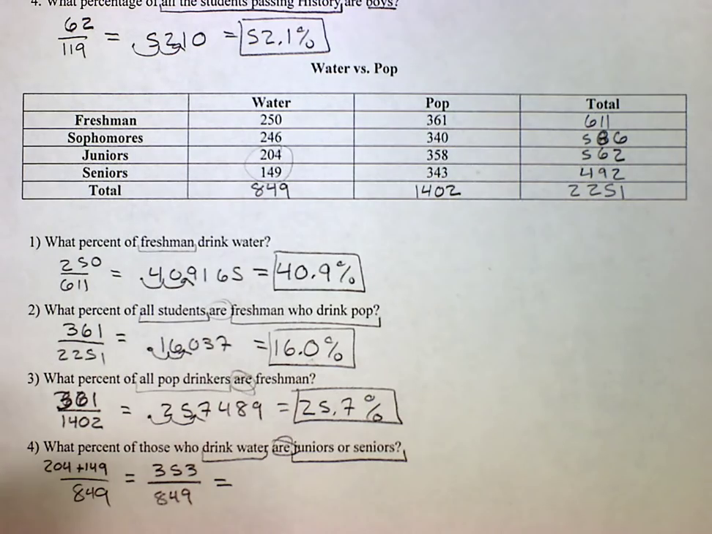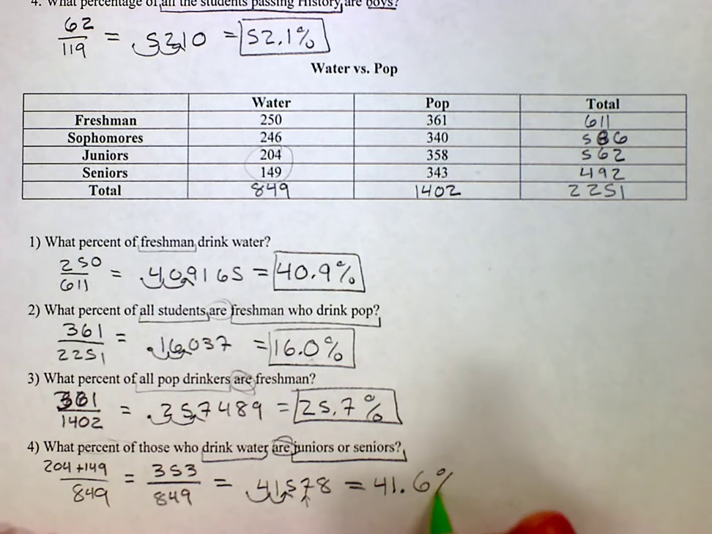So we have 353 divided by 849 to get 0.41578. When we move the decimal place 2 to the right to change a decimal into a percent because it's asking for percent, we're going to get 41 points. Well, this 7 is 5 or bigger, so we'll round the 5 up to a 6 and get 41.6%.